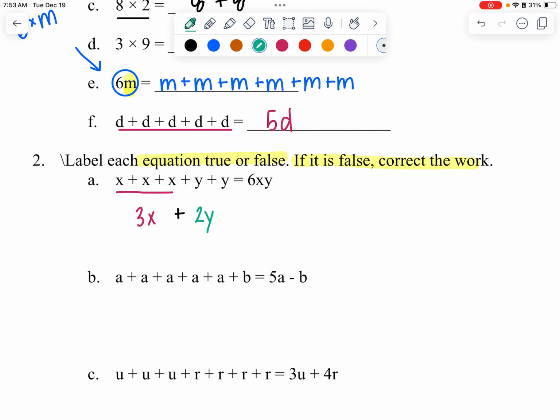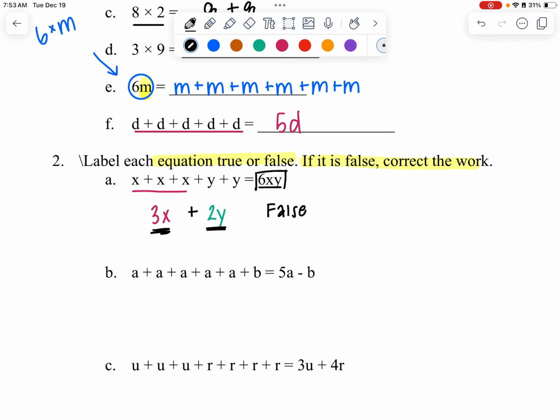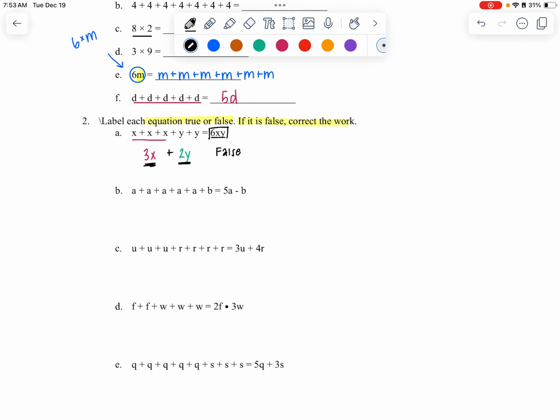This equation is false. The reason is that I can't say that 3x's plus 2y's is the same thing as 6x plus y. What this says is that I'm multiplying 6 times x times y. But really, I'm adding 3x's plus 2y's. And so I know this equation is false. You'll do the same thing, combine like terms for each of the equations in question 2, and decide whether what's on the paper is correct or incorrect.